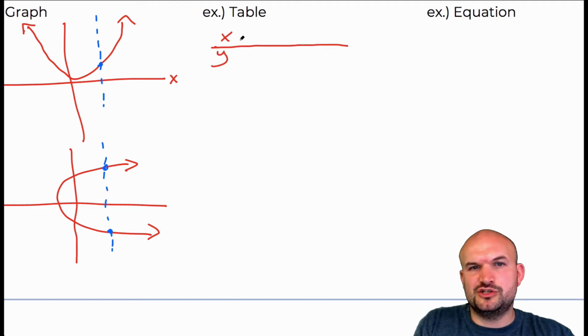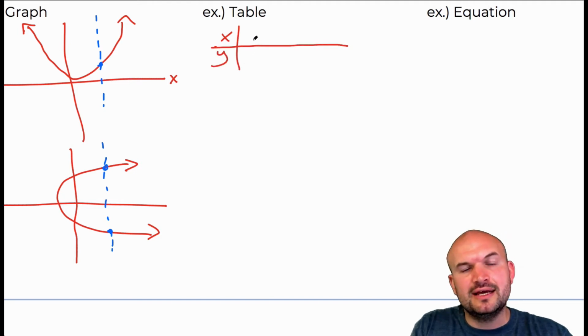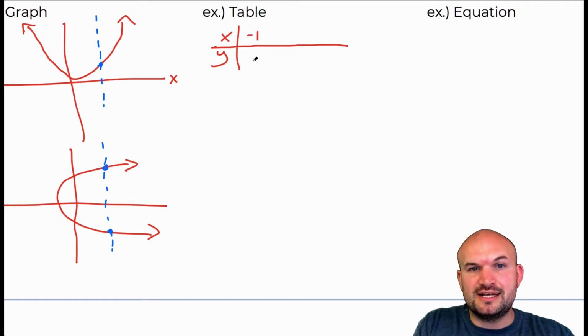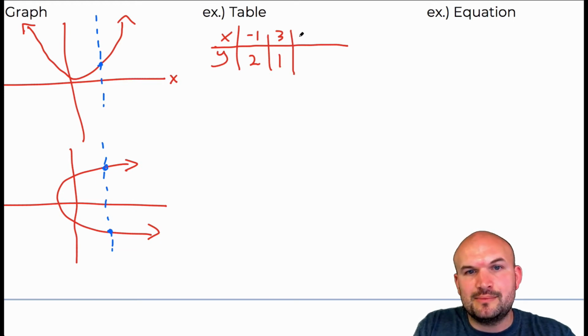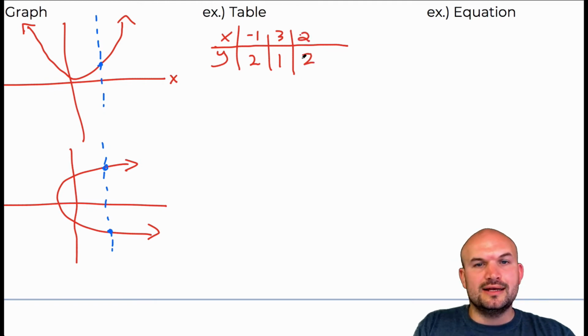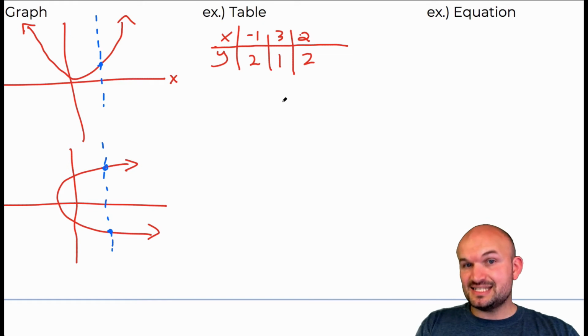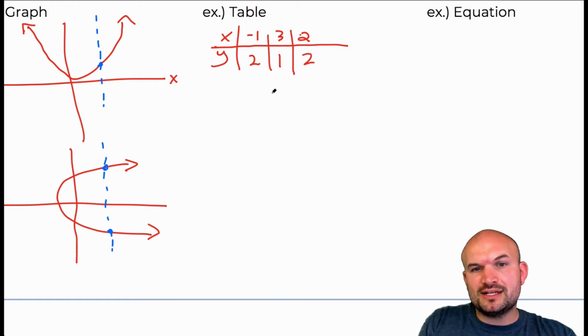X, Y, and I'm just going to choose. We covered this in the preparing for pre-calculus. Let's just say -1, 2, let's say 3, 1, and let's do another one that is going to be the same, like, let's say 2, 2. Now again, this is still a function, because even if you wanted to plot this, even though they both go to 2, let's look at it.